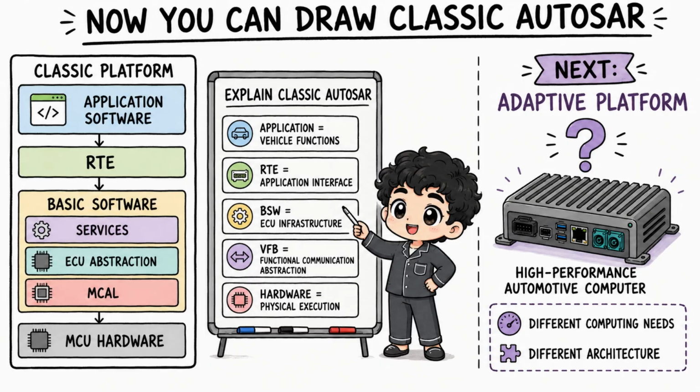We now understand the basic shape of the Classic platform, but AUTOSAR also defines another platform for a very different computing environment. In Lesson 18, we'll introduce the AUTOSAR Adaptive Platform and see why a high-performance automotive computer needs a different software architecture from a deeply embedded Classic ECU.